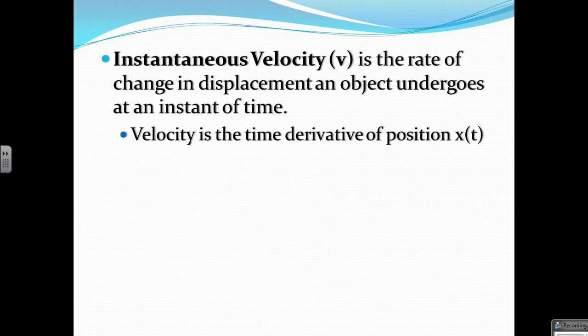And instantaneous velocity is the rate of change in displacement an object undergoes at an instant of time. So as an object is moving, undergoing motion, the velocity that it's moving with from moment to moment may change, may stay the same. Instantaneous velocity is this idea of what it is at that time period. If we're looking at this in terms of calculus, we could say that the velocity is the time derivative of the position value.